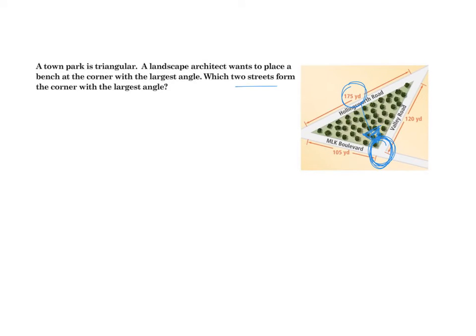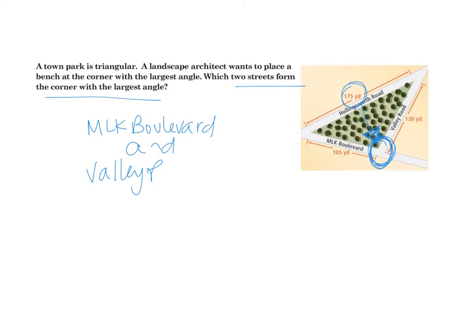So the two streets that form the corner with the largest angle are MLK Boulevard and Valley Road. So again, the largest angle is across the largest side. 175 is the longest side, so the angle that's opposite or across from it is our largest angle.